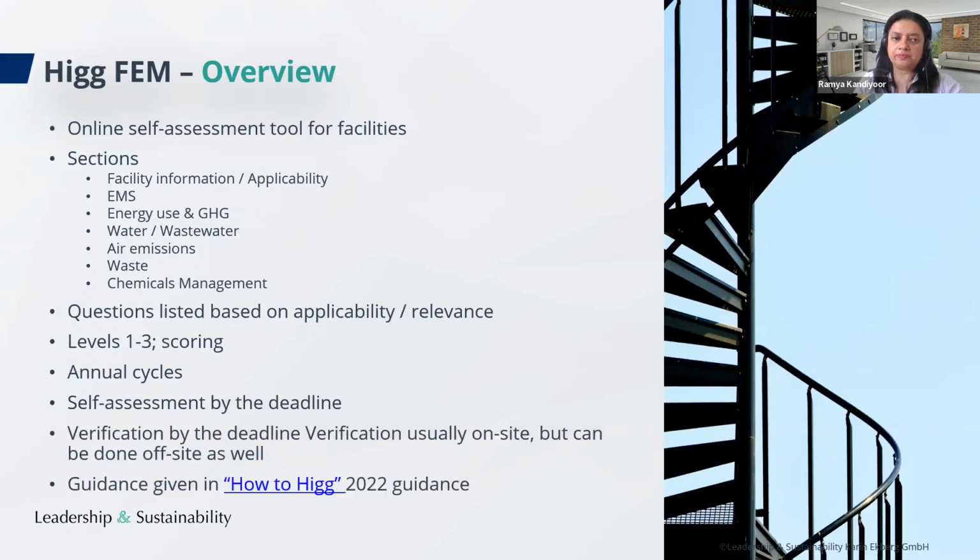And you can have the verification done both on-site as well as off-site. If you are doing an off-site verification, then you would not be able to communicate your values or your results and your scores publicly. So if you would like to do that, then ideally you should have an on-site verification. And all of this guidance is given in the How to Higg guidance document here. And I would like you to please go into this document and delve into it in detail.